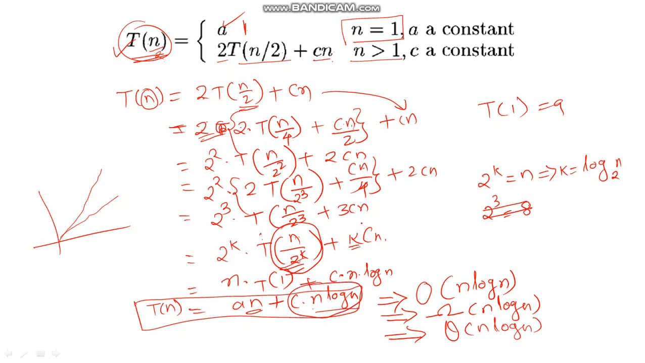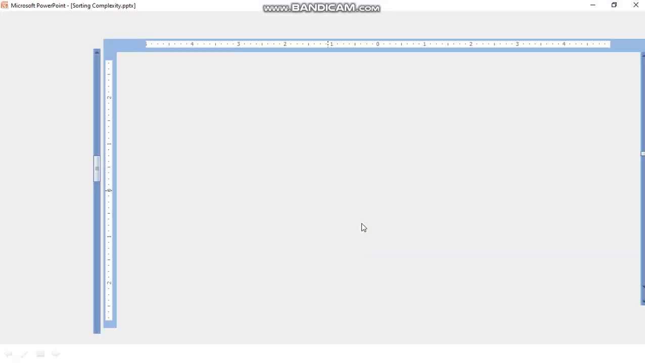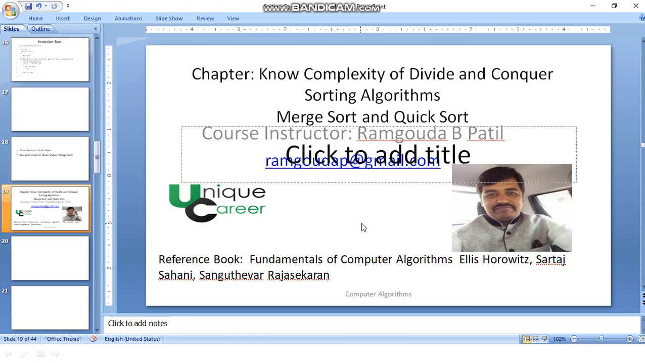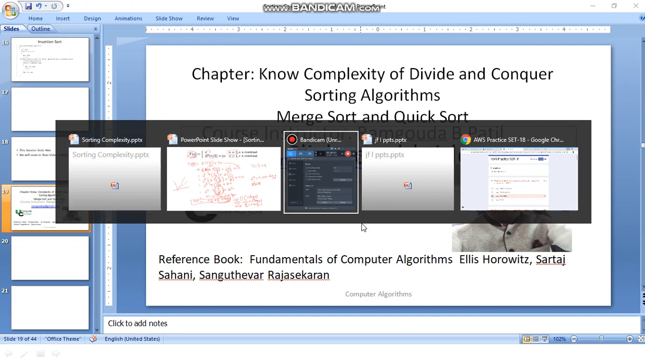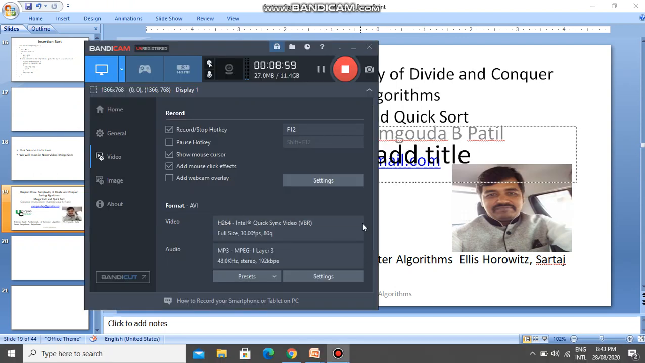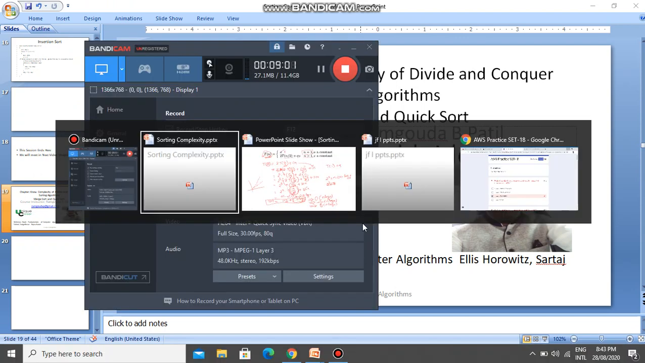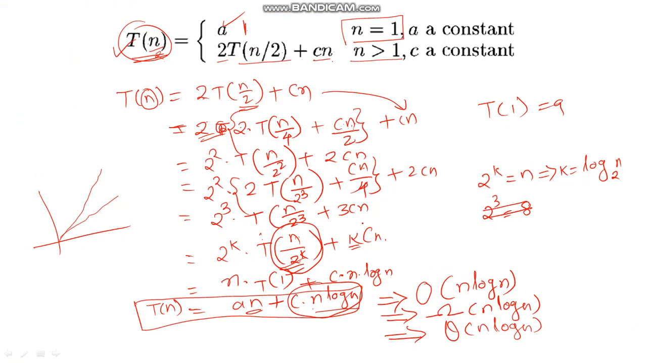So merge sort is an algorithm wherein the complexity of merge sort is n into log n. Complexity of merge sort is n into log n. So now it is n into log n in all cases, in best case, worst case, as well as average case. And why it is this one, I am going to.